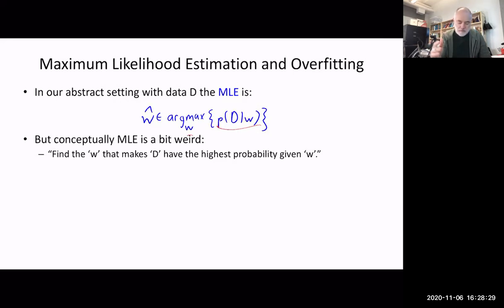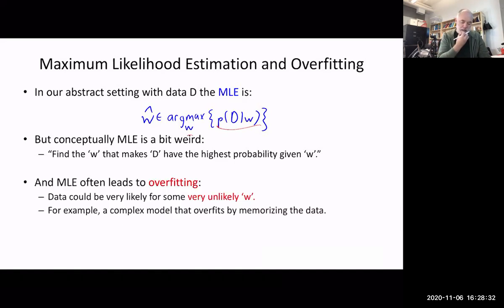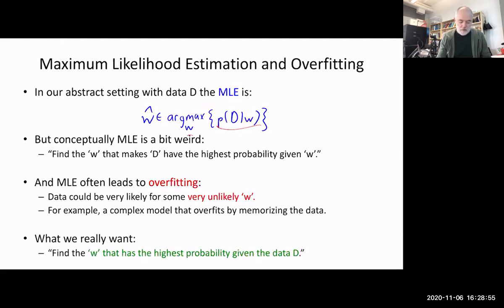But maximum likelihood by itself is a weird deal because we're kind of thinking the wrong way. Maximum likelihood by itself tends to lead to overfitting. Notice we've just derived the standard loss functions, but there's no regularization on any of the loss functions we just talked about, right? So the data could be very likely for some very unlikely W, right? Like all the stuff we talked about pre-regularization, a complex model can overfit by memorizing the data. What we really want is the W that has the highest probability given the data.